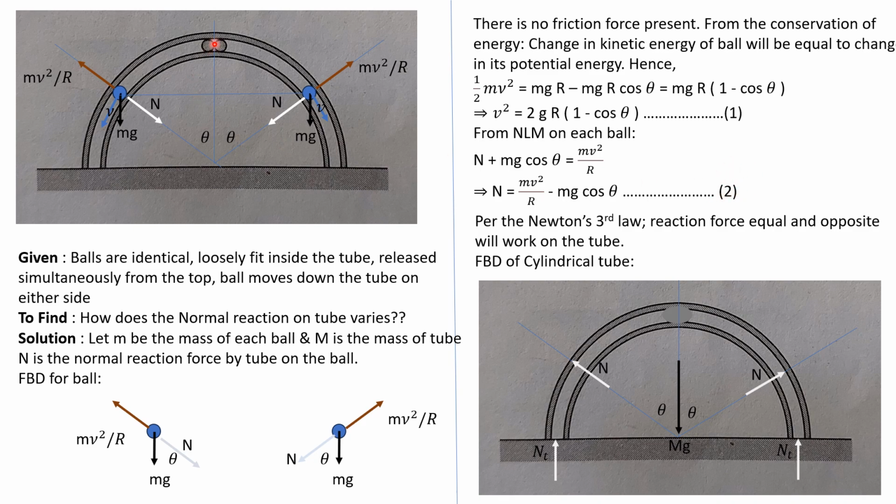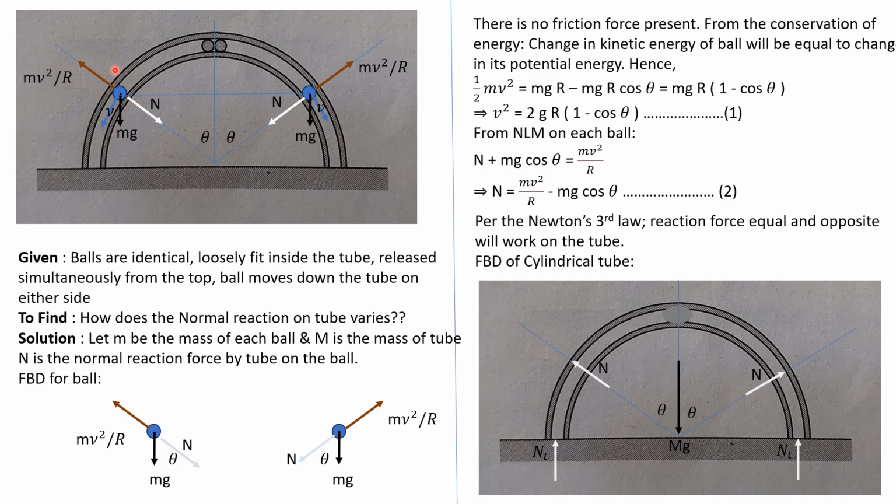Now since the ball is coming from here and going downward, it is losing its potential energy. And there is no dissipative force, meaning there is no friction force available. So the energy of the ball will be conserved. So the change in kinetic energy of each ball will be equal to the change in potential energy, because it is coming down, so it is losing its potential energy, and that is being converted to its kinetic energy.